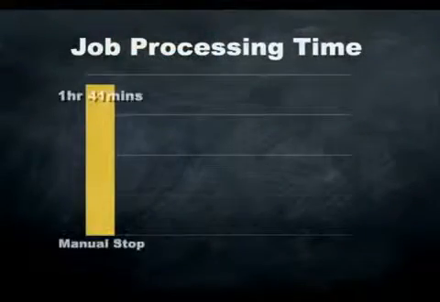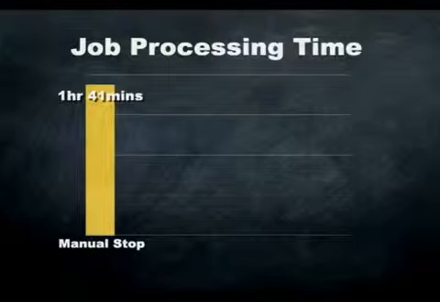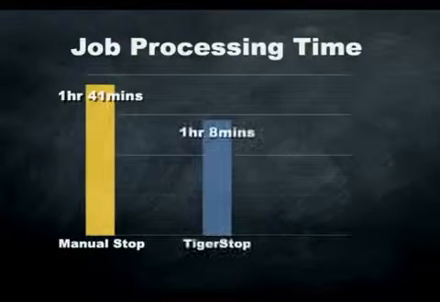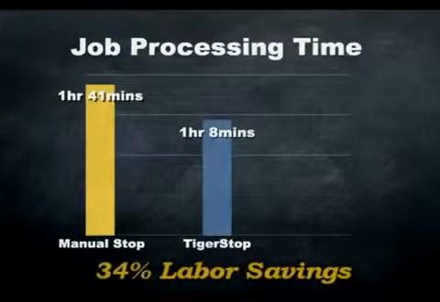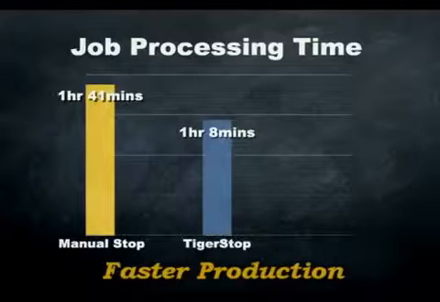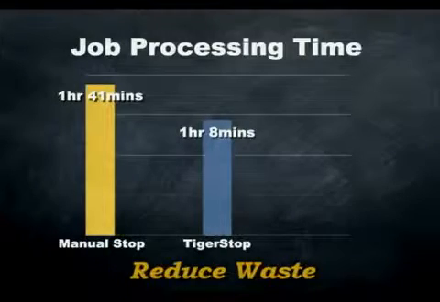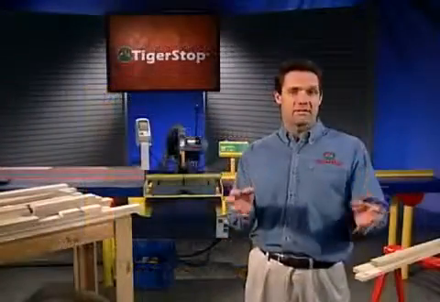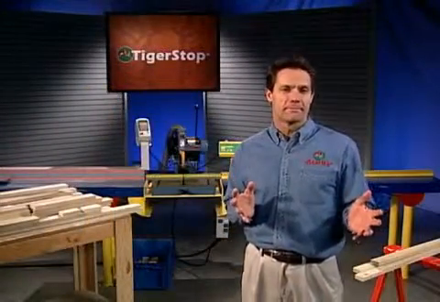As you can see, our custom cut order using a traditional stop and chop saw took over 1 hour and 41 minutes and wasted a substantial amount of material. By adding a basic TigerStop, we were able to reduce our labor cost by more than 34%. We also improved our production time, reduced the number of miscut parts, and achieved better accuracy. That's pretty amazing for such a minimal investment.